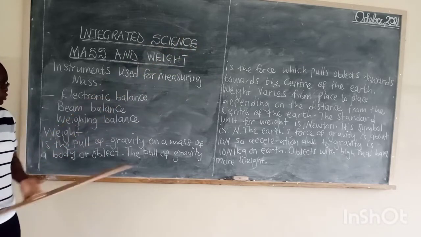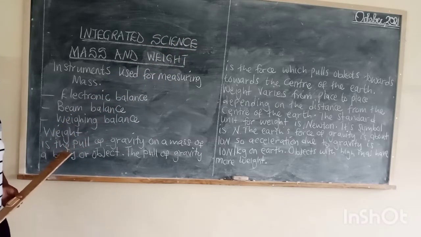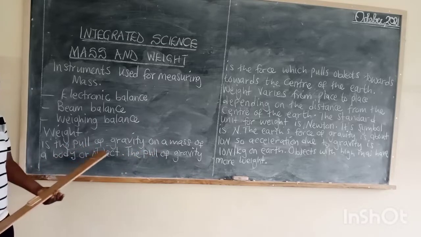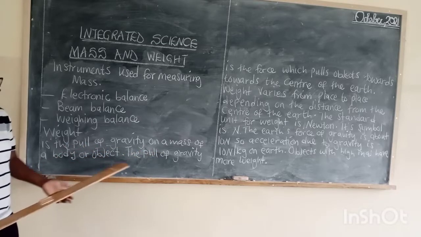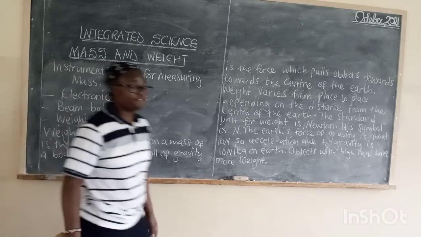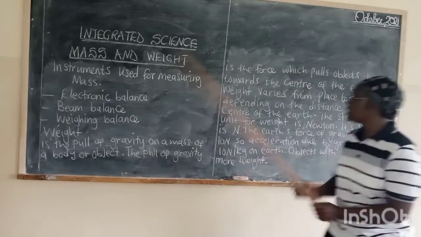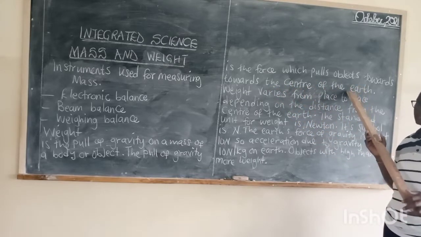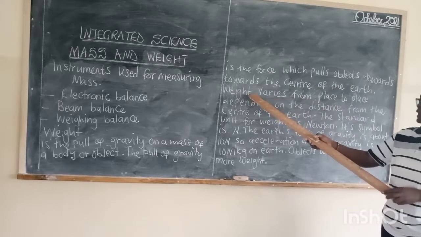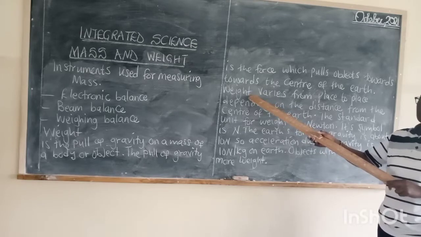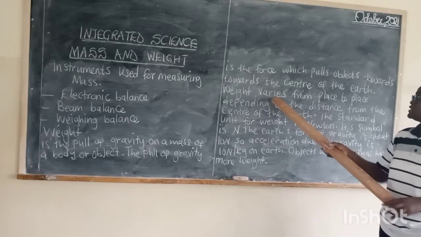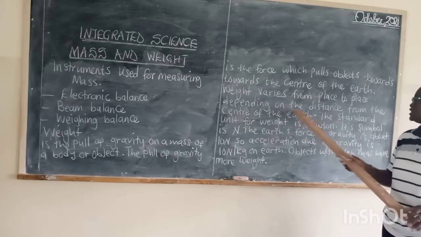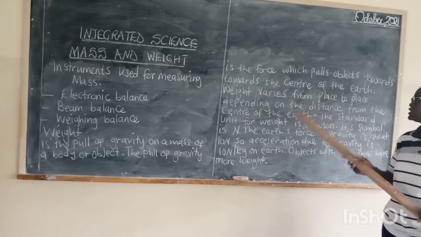So let us proceed. We look at weight now. Weight is the pull of gravity on a mass of an object or body. So the pull of gravity is the force which pulls objects towards the center of the earth. Now, we already talked about weight briefly. Weight varies, means that it changes from place to place, depending on the distance from the center of the earth.